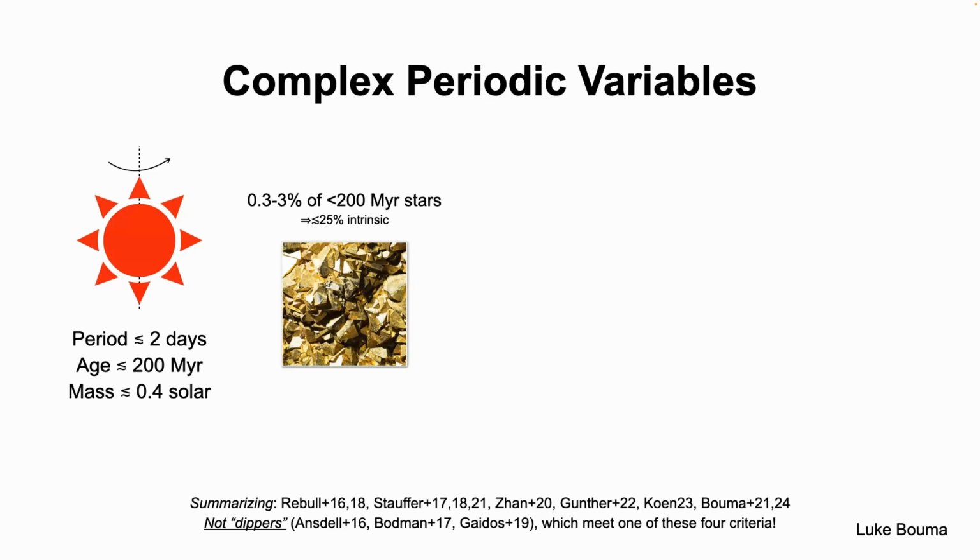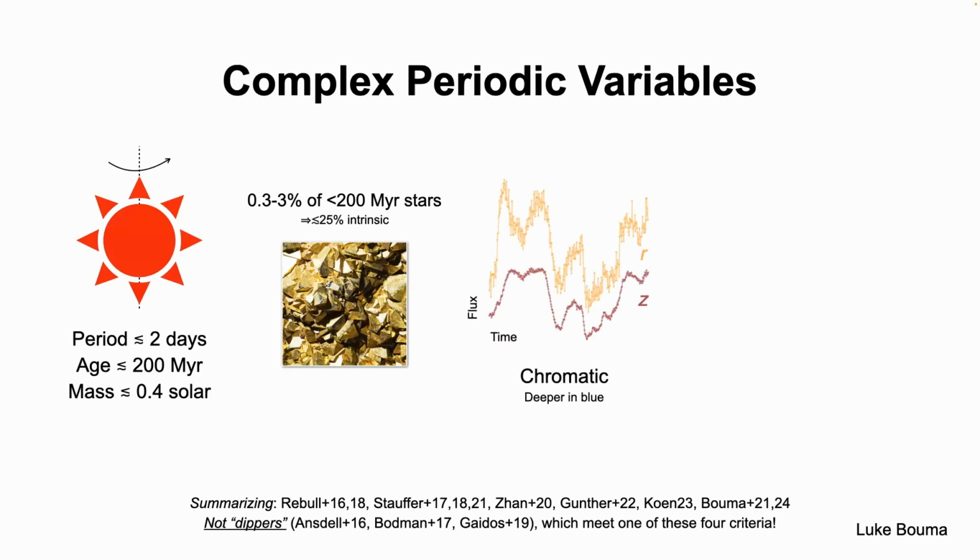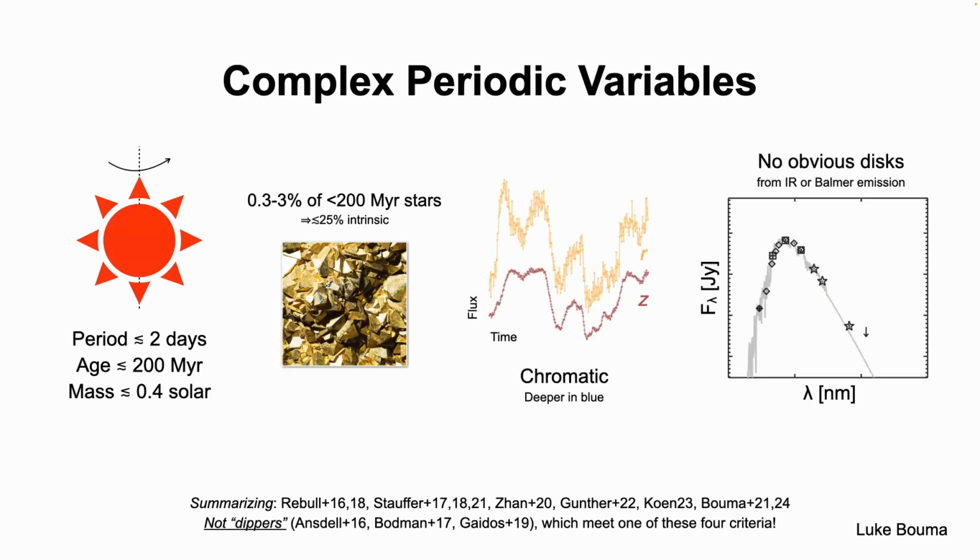Two other important observational points. The first is that the light curves are chromatic. So we see deeper features in blue wavelengths than we do in the red. And then the other important and puzzling point is that there's no evidence for disks in any of these systems. Okay, so they're young-ish stars, but from, say, the infrared excess method or looking for spectroscopic accretion diagnostics, no disks.